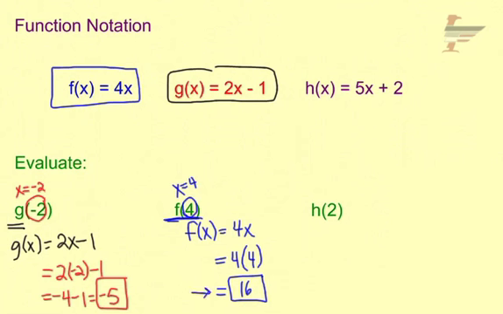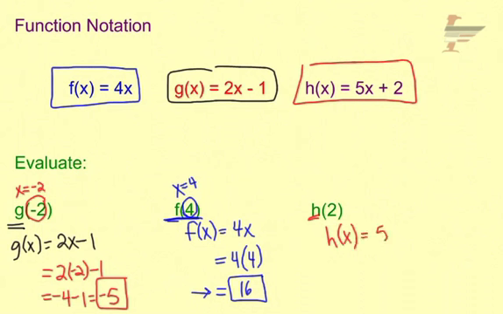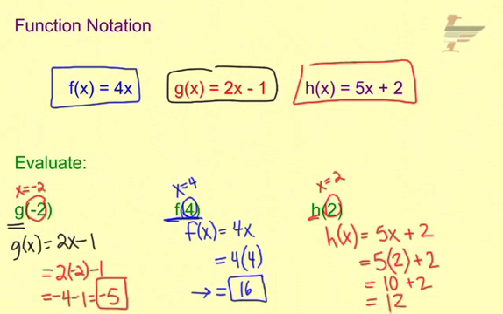Lastly, we have h of 2. The h tells us, let's take our h function, and I'll just write it down here. H of x equals 5x plus 2. And then we want to evaluate it when x equals a 2. Again, I'm only working on the right side. I'm going to plug in a 2 for that x. So 5 times 2 is 10, plus 2, and we get back 12.